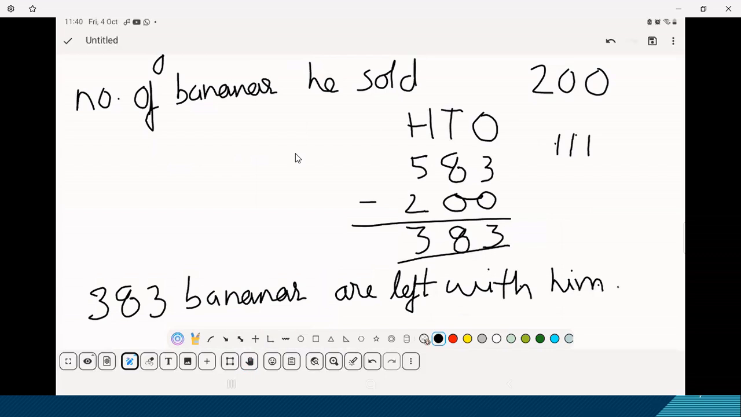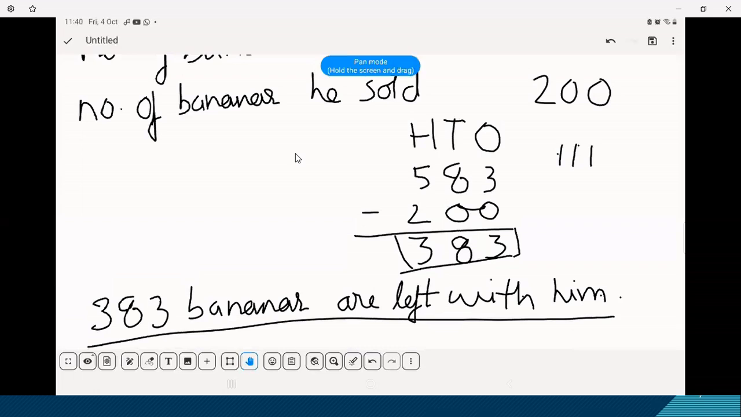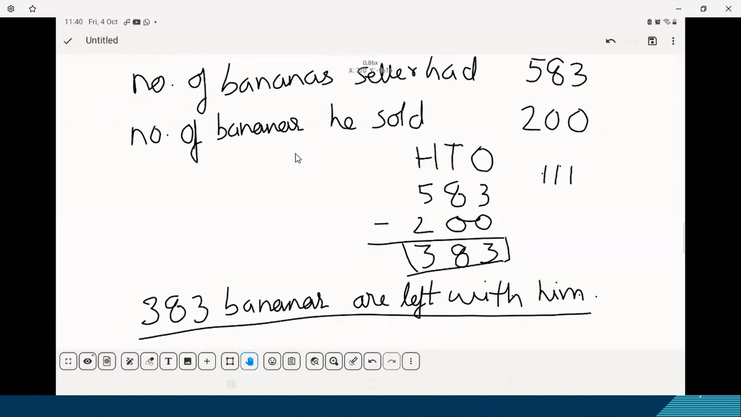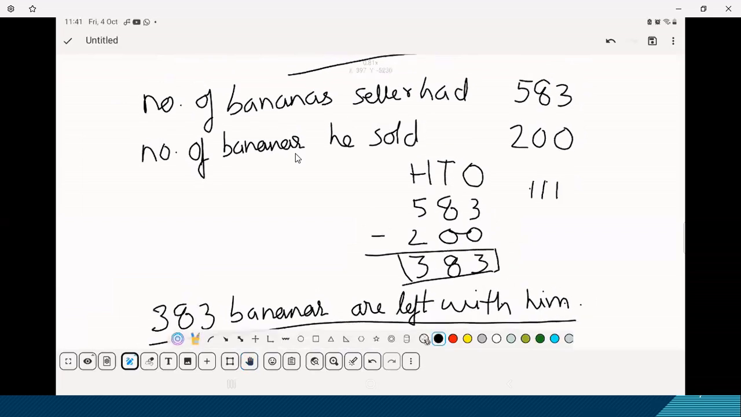This will be the answer. Okay, I hope there is no issue. Just quickly see the example again. Number of bananas the seller had, this will be the first line. Then the number of bananas he sold, that is 200. Then simply we will do the subtraction because we have the keyword left. So the answer will be 388 bananas are left with him. Now move to the next topic.